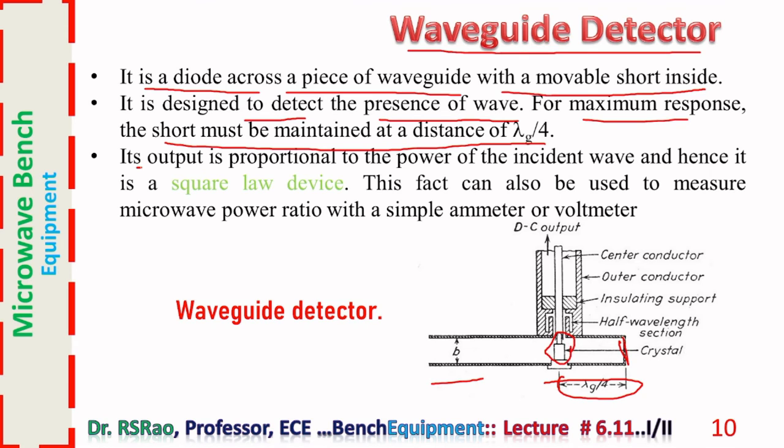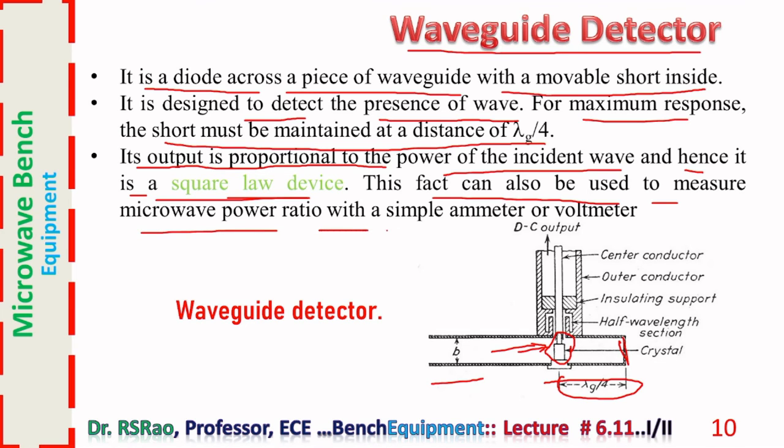Here is the crystal. Its output is proportional to the power of the incident wave, and hence it is a square law device. Usually the output is voltage. This voltage is proportional to the power of the wave falling over the crystal. Voltage proportional to power, that's why it is a square law device. This fact can also be used to measure microwave power ratio with a simple ammeter or voltmeter.